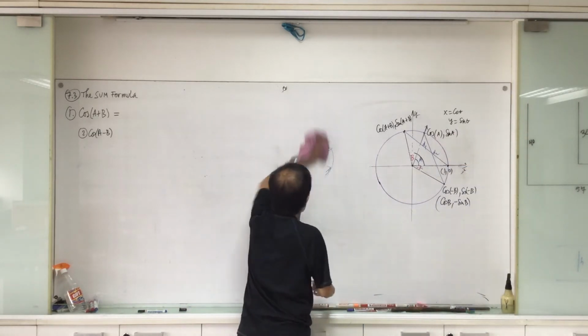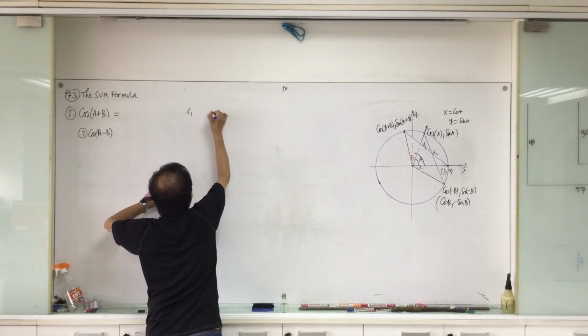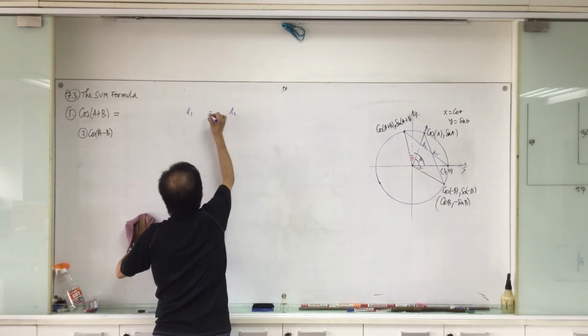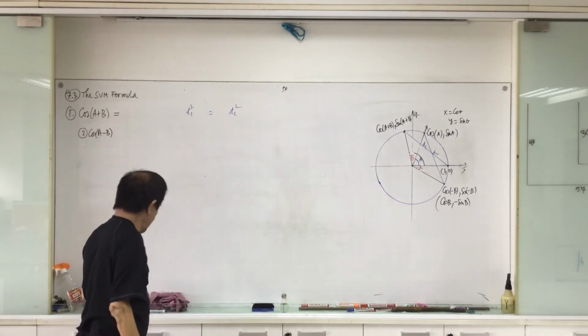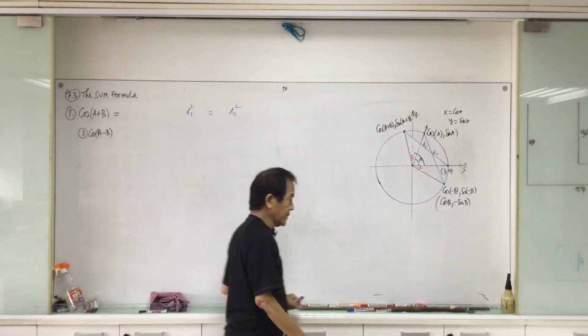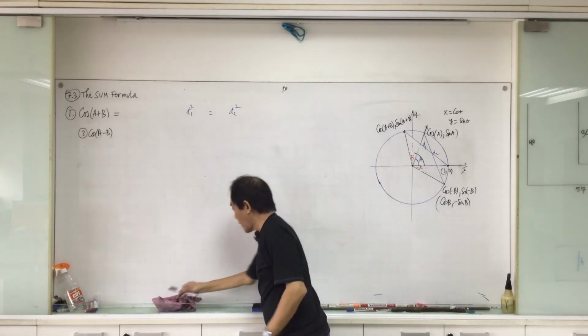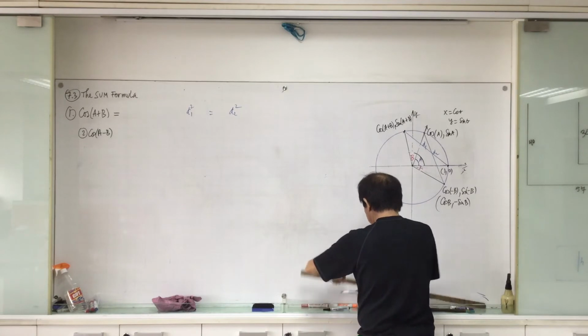Okay, we start this way. We know that the line D1 has to be equal to the line D2. Therefore D1 squared equals D2 squared. Okay, so now we start deriving the formula. How do we write D1 from the points we know? So let's make it a right triangle.